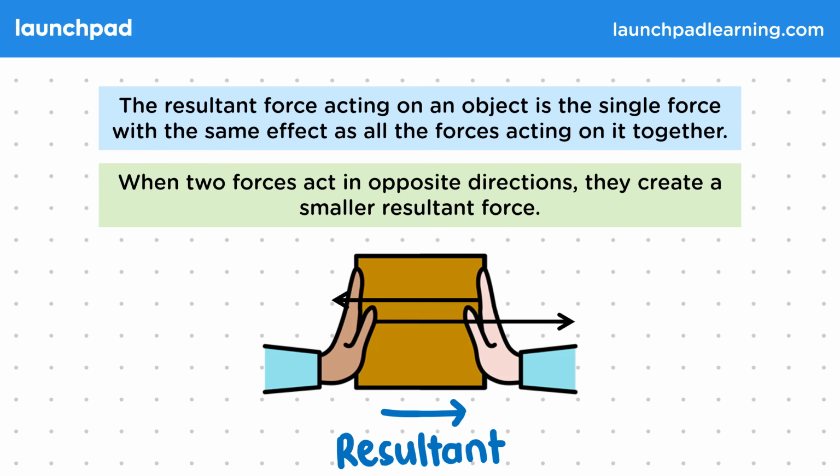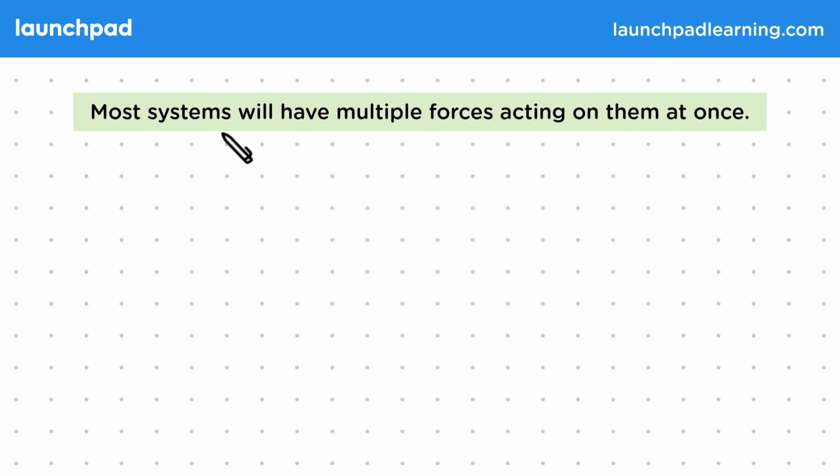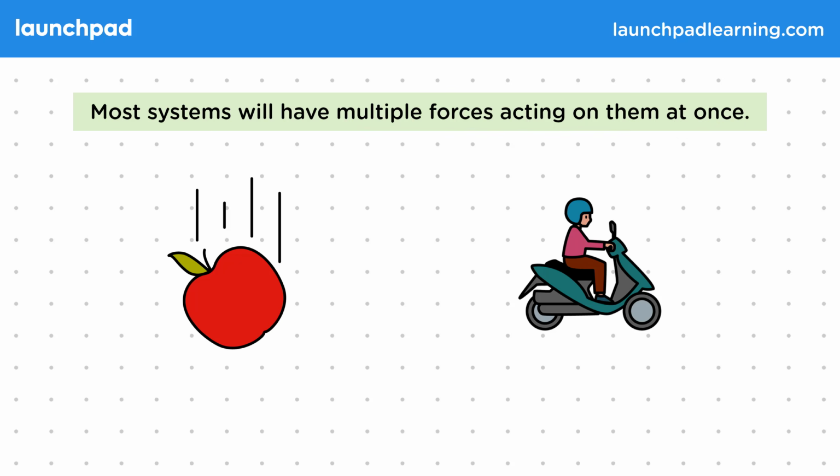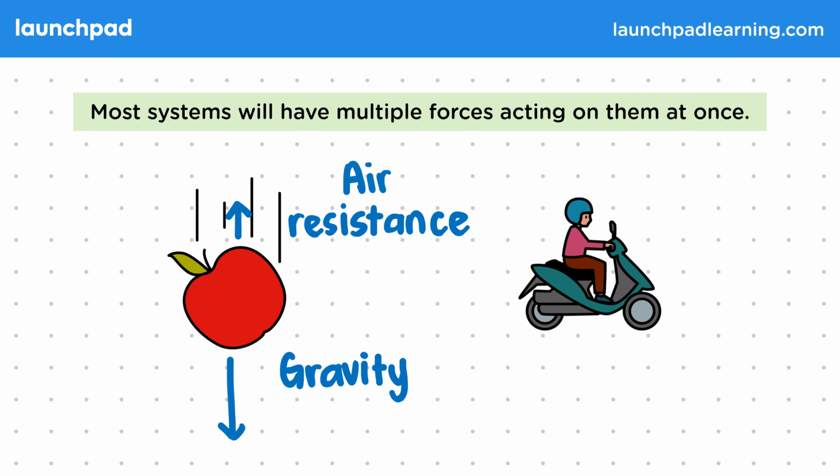Let's have a look at some other examples of resultant forces. Most systems will have multiple forces acting on them at once. For example, a falling apple. Gravity pulls the apple to the ground, whereas air resistance pushes it back up. As gravity is the larger force here, the apple falls with a smaller resultant force than its weight.